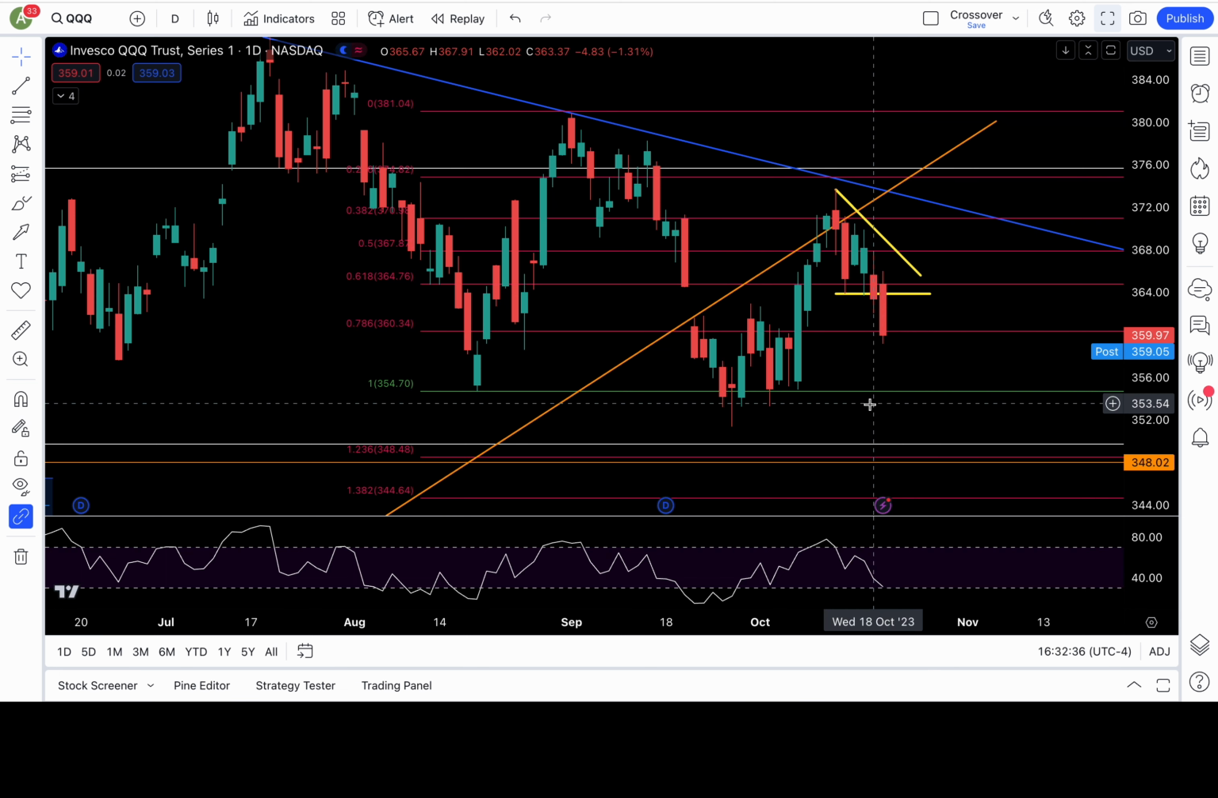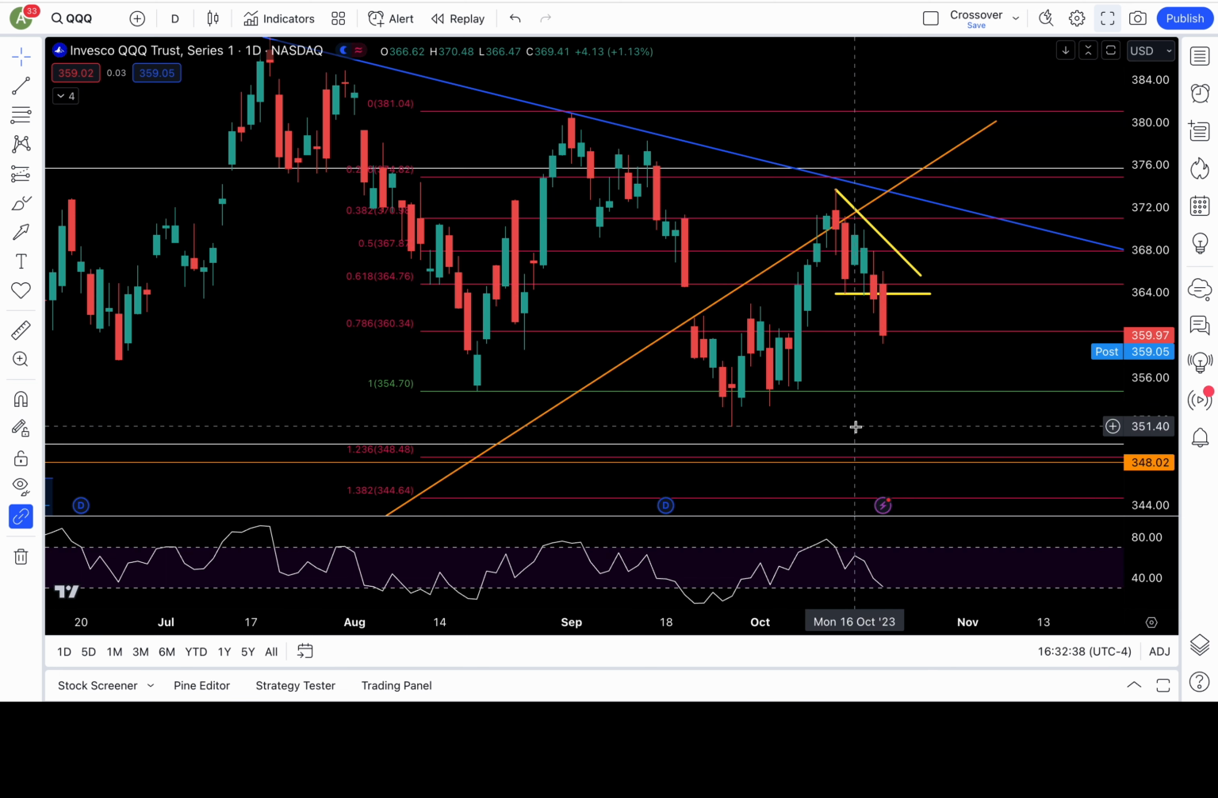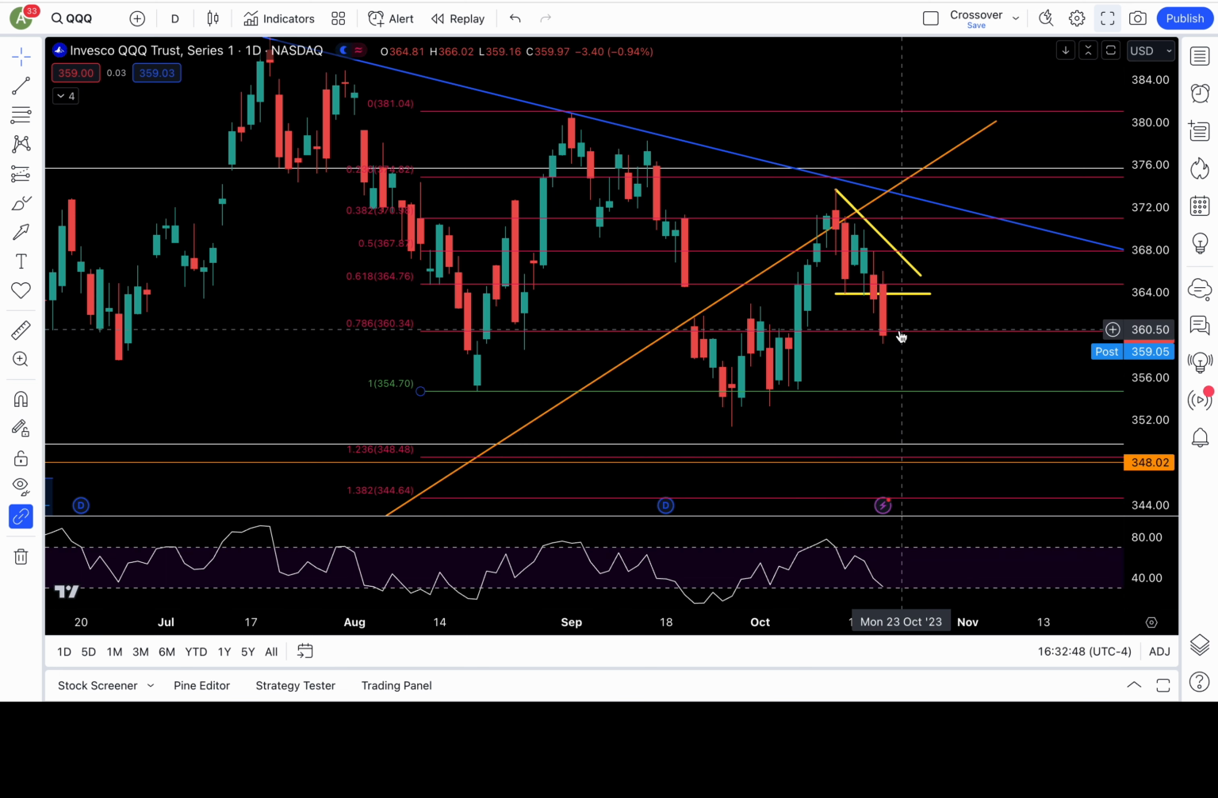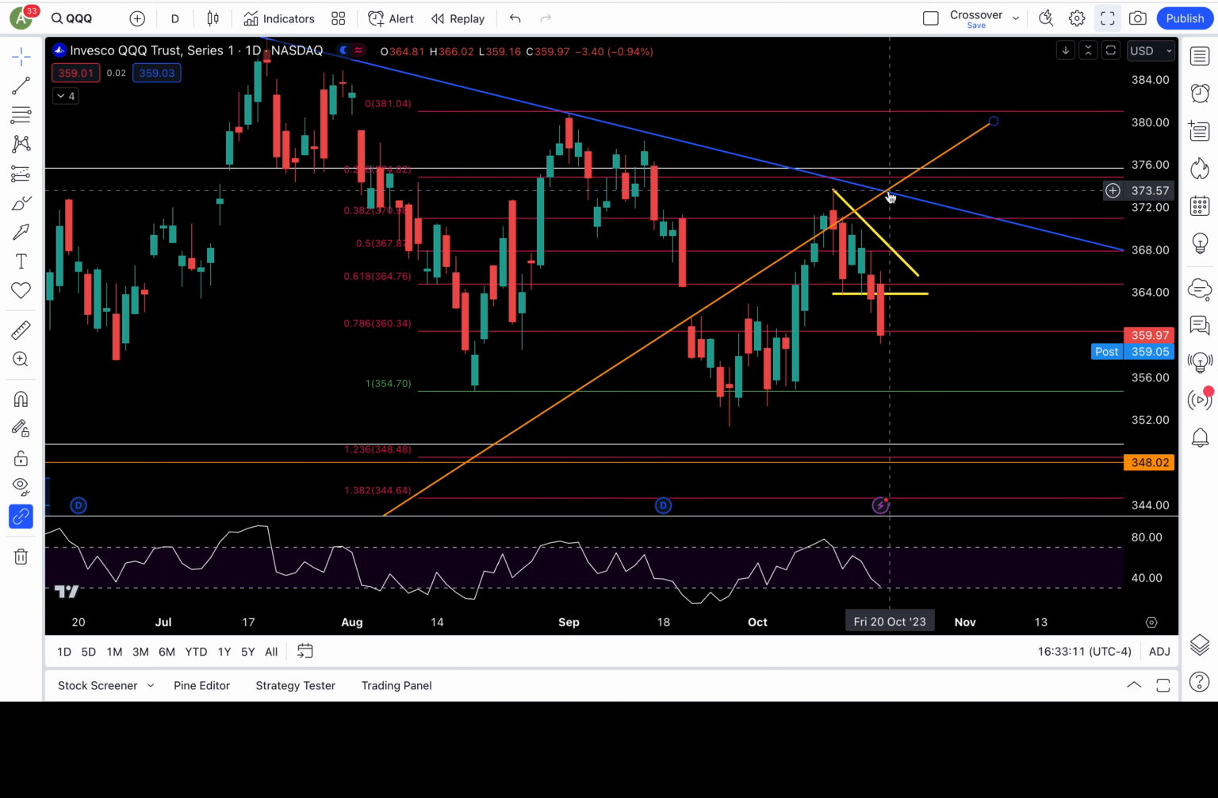Below 354.7, I got 353, 351.4, 350, and 348.5 below, okay? Now, if we can recapture 360.3, that is a bullish warning, but it needs to give us more follow through by recapturing 362, 363.8 and 365. That'll be a lot more bullish, and I probably favor a test of 368. Above 368, we could possibly go test 369.5, 371, and the blue trend line is at 373.5 now.